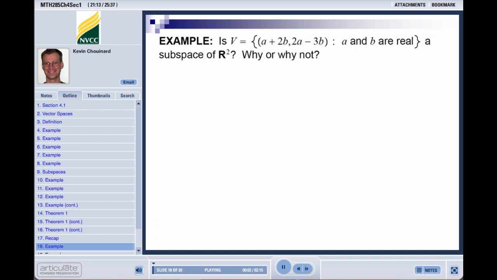Let's look at one more example here. Suppose we have the collection V, which is a set of vectors from R2, where the components are of the form A plus 2B and 2A minus 3B, where A and B are real numbers. Is this a subspace of R2? Why is it a subspace, or why is it not a subspace? Let's determine why.